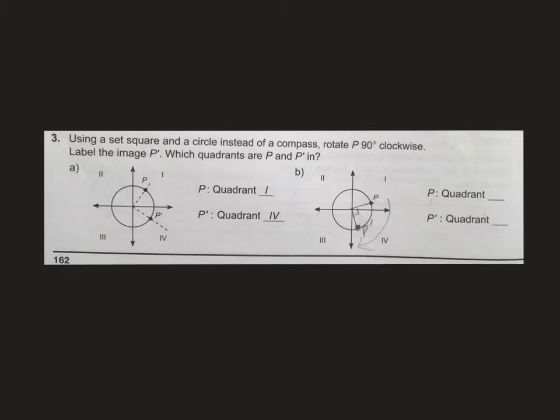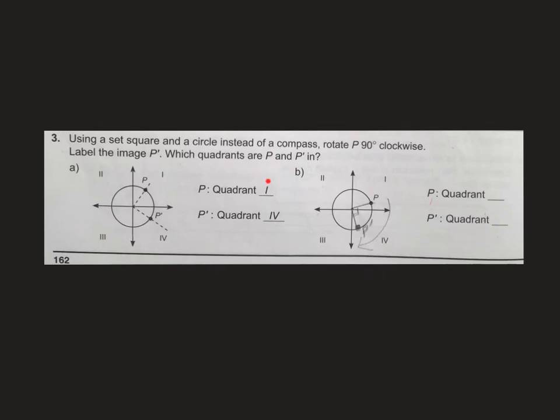Question 3 is going to ask you to use a set square and a circle instead of a compass. So this is a set square and the compass to rotate 90 degrees. A set square is something with a corner on it that makes a 90-degree angle. So you would line up the edge of it with P so that it makes a connection to the center, and then you trace the bottom, and where it crosses the circle is your P image. And then you label which quadrant P and P image are in.